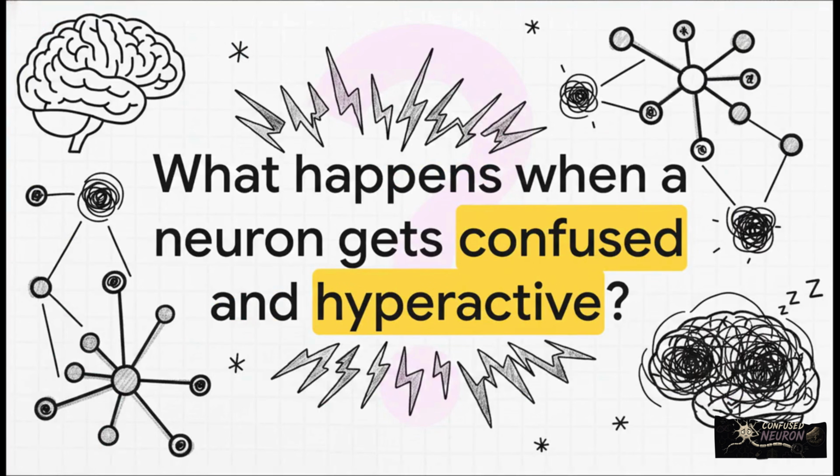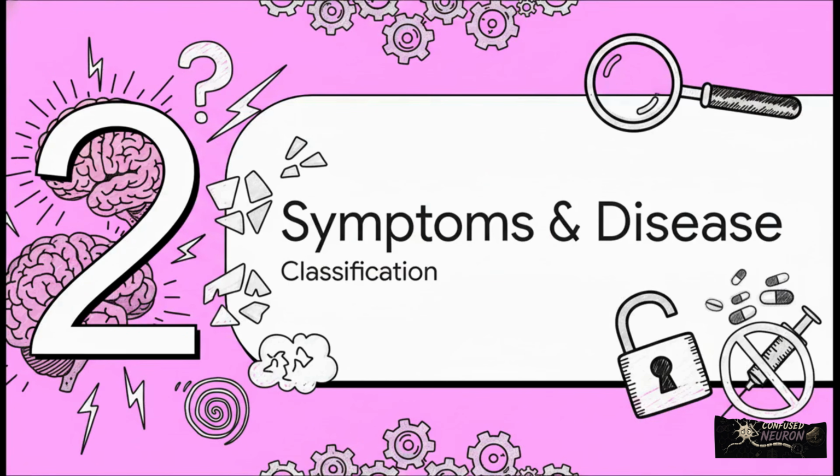So we have to start with a really foundational question. What actually happens when a neuron gets confused? Think about a hyperactive network in the brain, when your neurons are just firing on all cylinders without any clear reason or external trigger. Well, this brings us directly into the pathophysiology of anxiety and sleep disorders. And that leads us perfectly into our next topic, which is symptoms and disease classification. Because obviously we need to clearly define the problem before we can just start throwing medications at it.